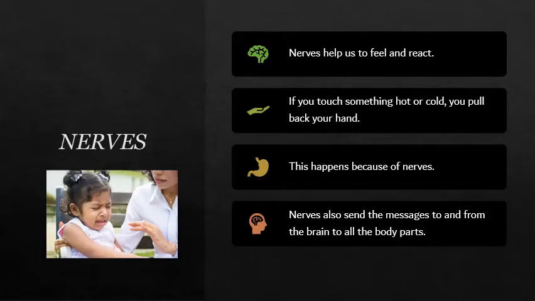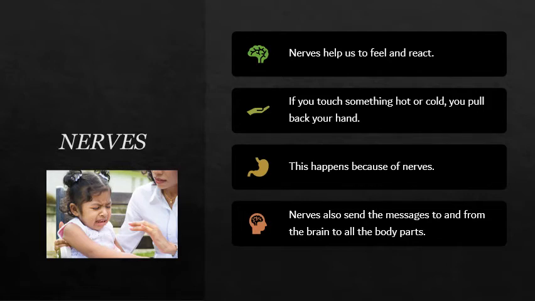Nerves means, I would like to give you one small example. When you touch something hot, a hot milk glass or anything that is hot, as soon as you touch it, you withdraw your hand backwards, right? You just can't hold hot objects for a long time. That happens because of our nerves only. Nerves are like the wire connections in our body. Just as we have electric wire connections and switches in our house, the wire connections in our body are called the nerves. Nerves help us to feel and react.